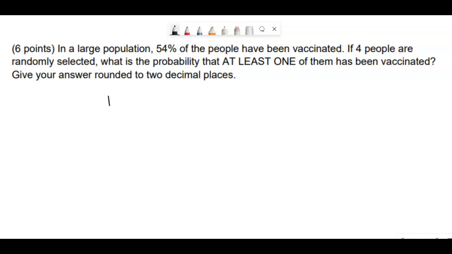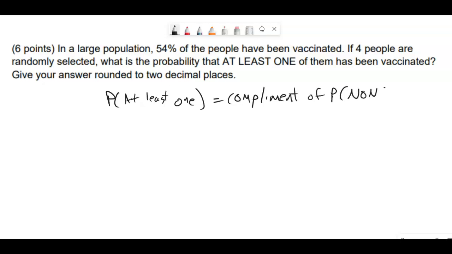All right, so the probability of at least 1 is the complement of the probability of none. Because let's say there's 10 people in a room, at least 1 would be 1 or 2 or 3 or 4 or 5 or 6 or 7 or 8 or 9 or 10. The only thing that's not listed in there is none of them. So the way to do the probability of at least 1 is the complement.